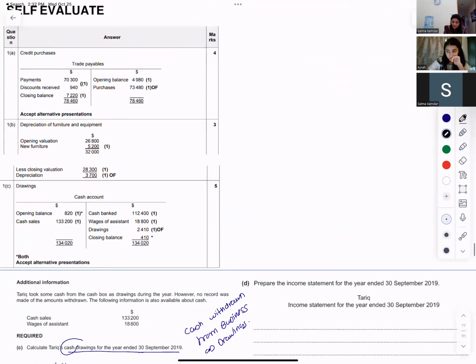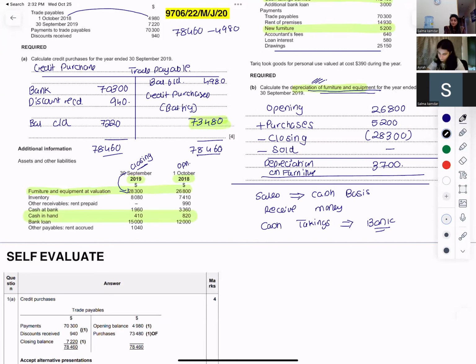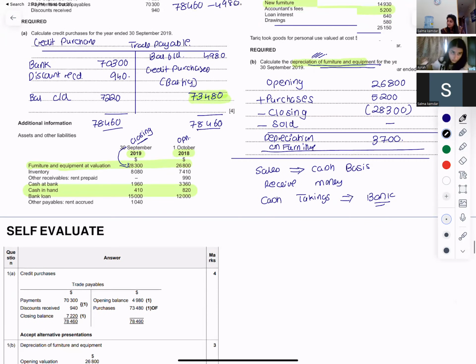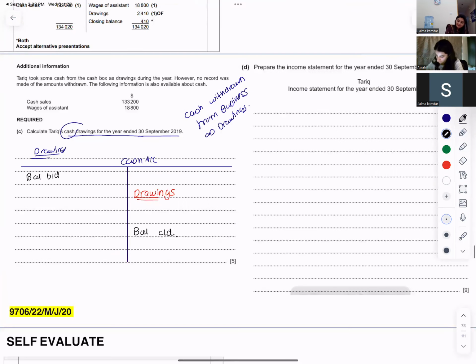What was my opening balance of cash? There are both cash in hand and cash at bank. Cash at bank would be the opening balance of the bank. Okay, so you'll do cash in hand over there. So it will be 820 as the opening balance and closing balance 410. So opening balance is 820 and closing balance is 410. Yes? Okay. Apart from that, what did it tell us?